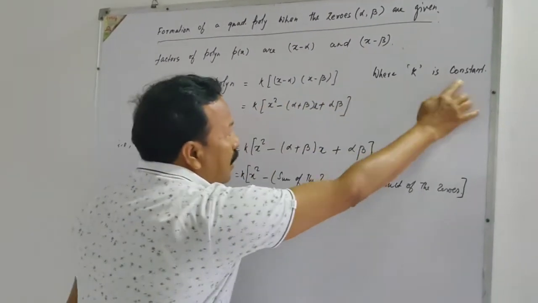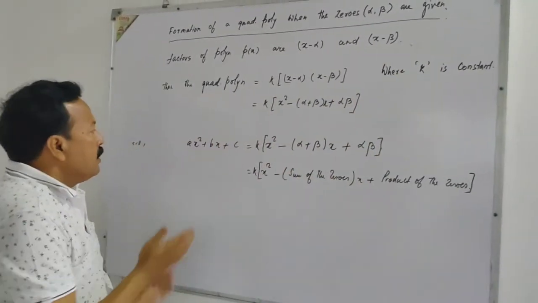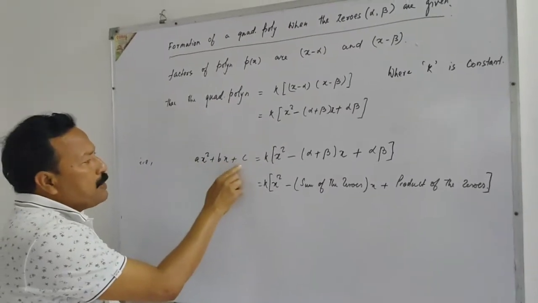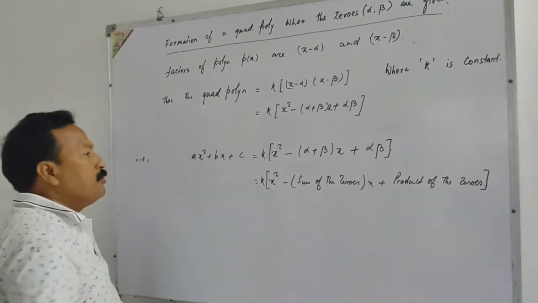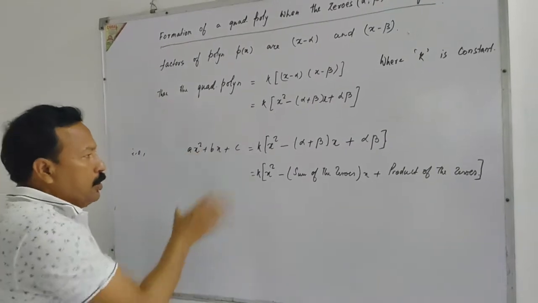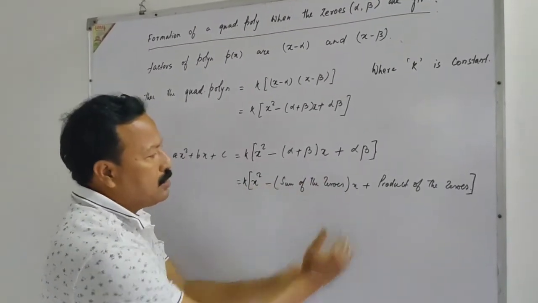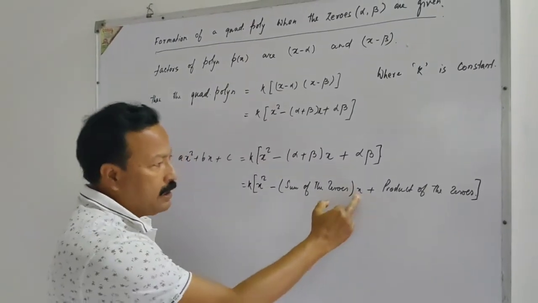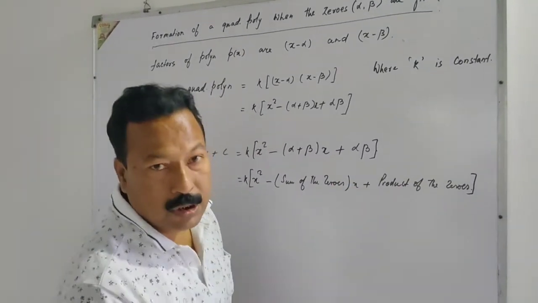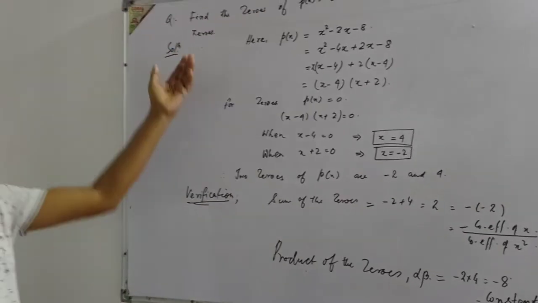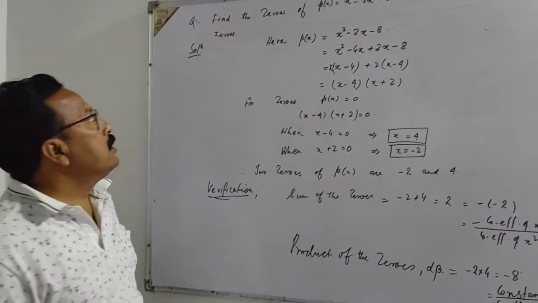Here k is a constant, and ax square plus bx plus c, the general form of a quadratic polynomial, must be equal to this k into x square minus sum of the zeros multiplied by x plus product of the zeros. Okay. Now just going to take another question.